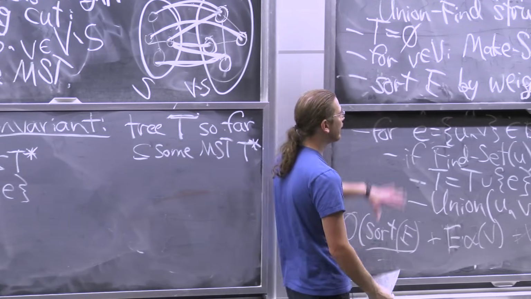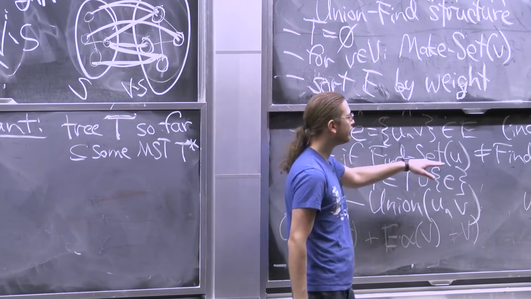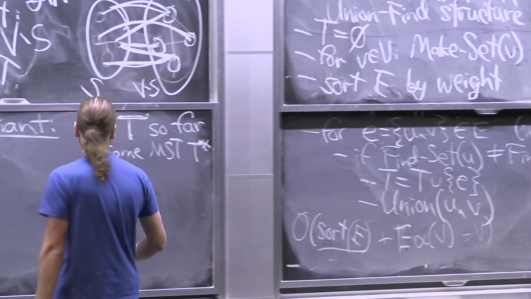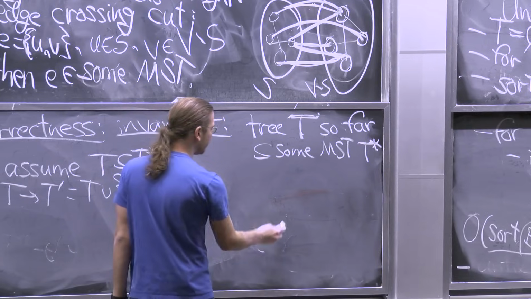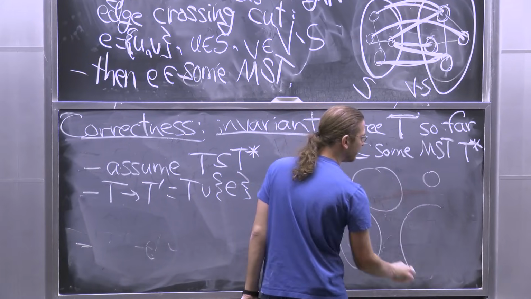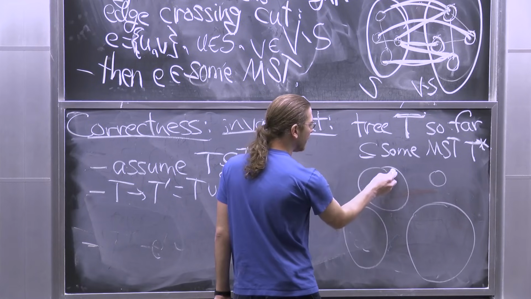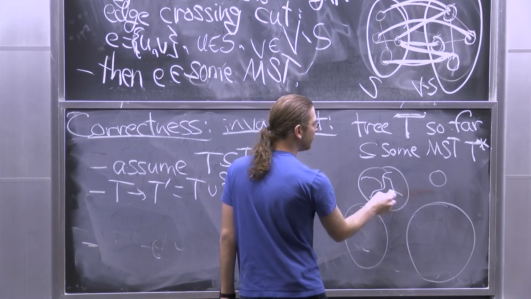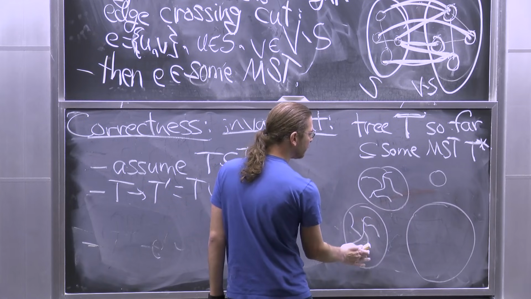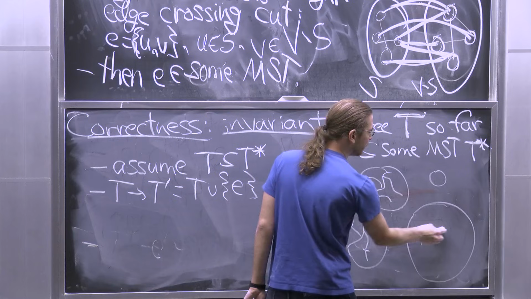By the data structural setup, I know that the endpoints of E, U, and V are in different connected components. So in general, what my picture looks like is I have some various connected components. Maybe there's a single vertex, whatever. I've built a minimum spanning tree for each one. I've built some tree. And I actually know that these trees are contained in one global minimum spanning tree.